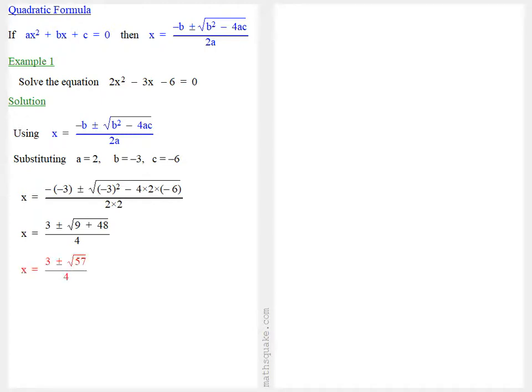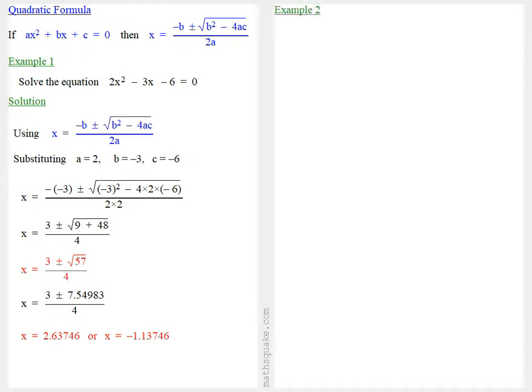So we can leave the answer as x equals 3 plus or minus the square root of 57 over 4, or if we work it out on a calculator, taking the square root of 57 as being 7.54983, then x is equal to 2.63746, or x equals minus 1.13746.